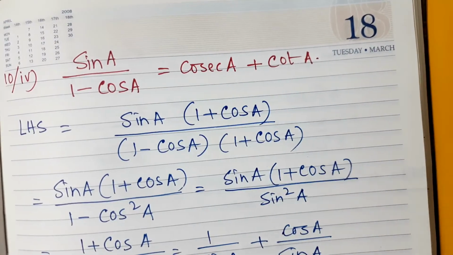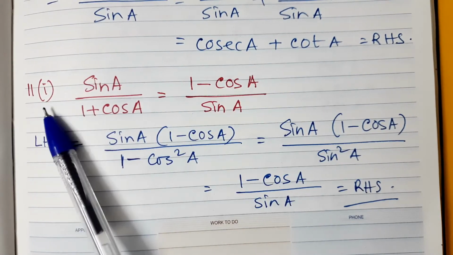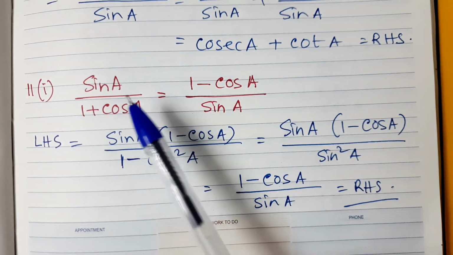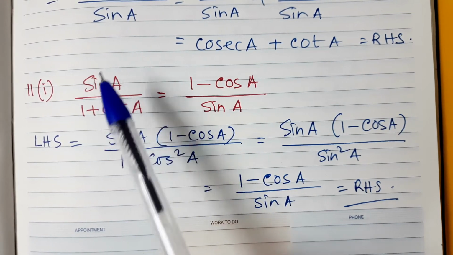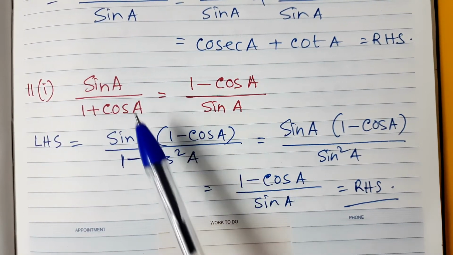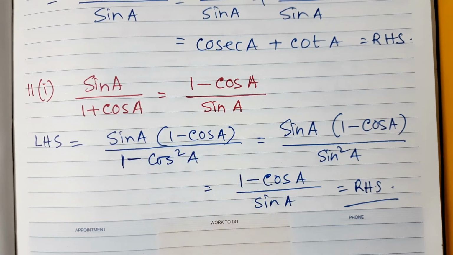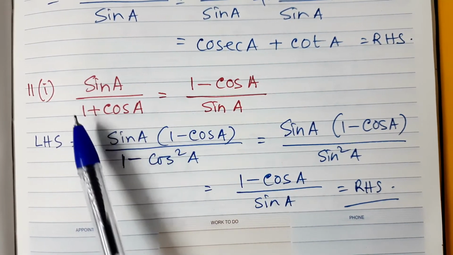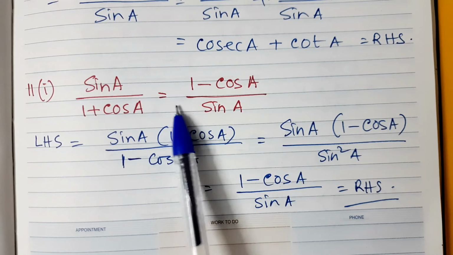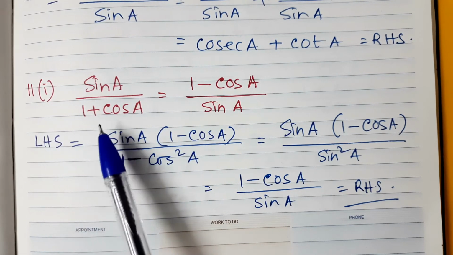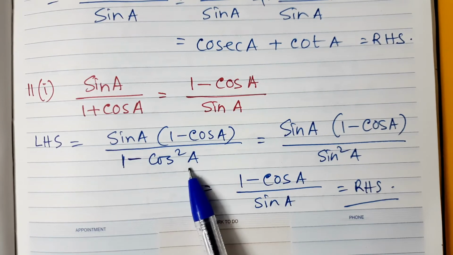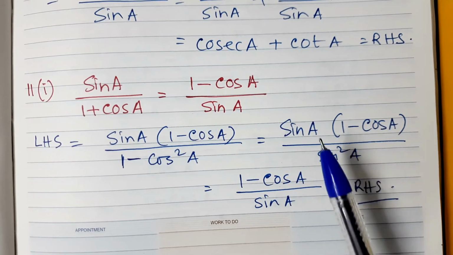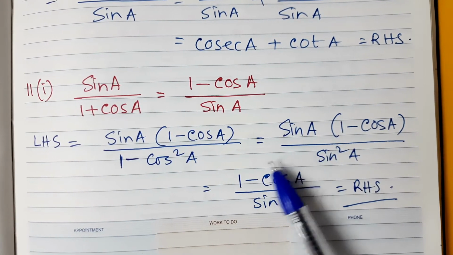Now this is problem number 11 part 1. Here you can see that this is actually like the previous one. So here you multiply the left hand side in the numerator as well as in the denominator by 1 minus cos A. So 1 minus cos A will be there in the numerator, and in the denominator it is 1 plus cos A into 1 minus cos A. So it is nothing but the formula of A square minus B square. So it is 1 minus cos square A, isn't it? So 1 minus cos square is again sin square like the previous. So one sine will get cancelled and this is the answer.